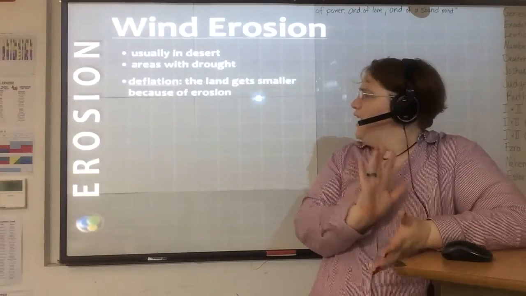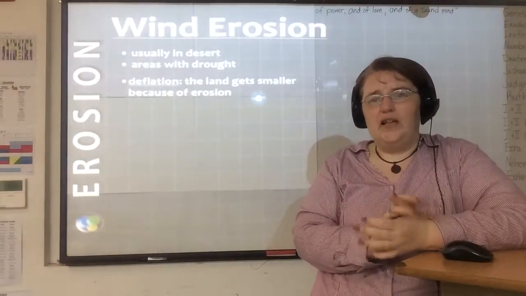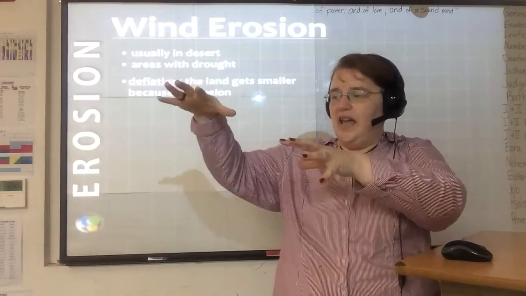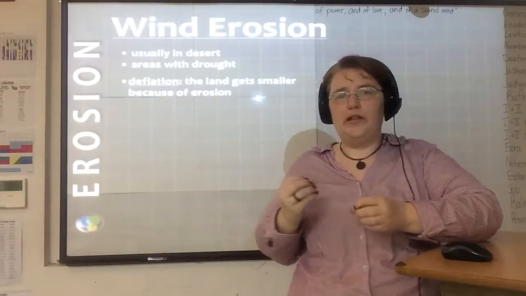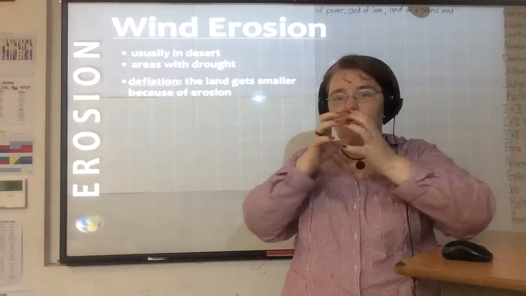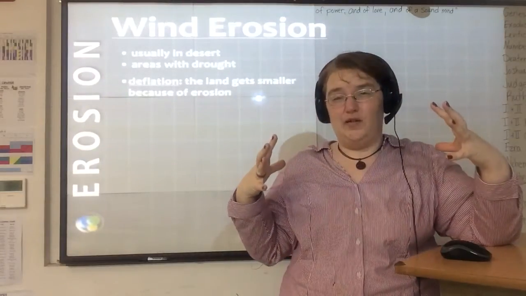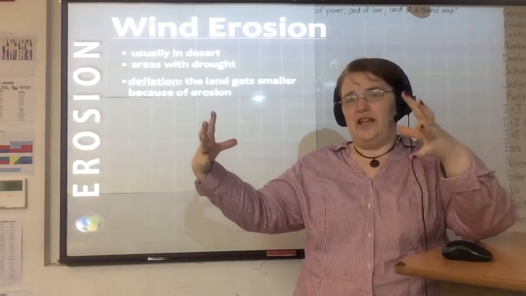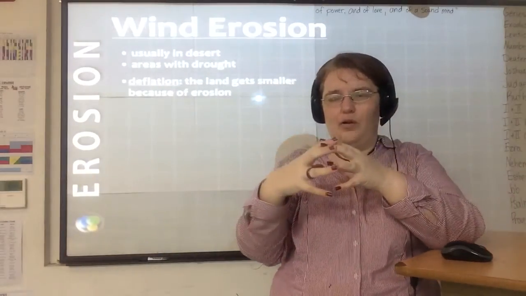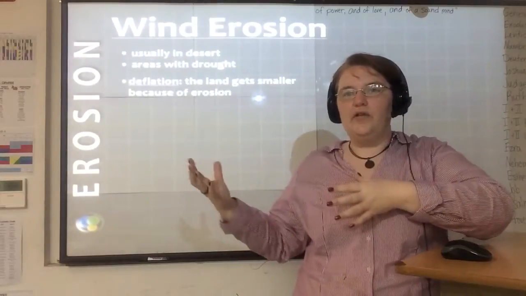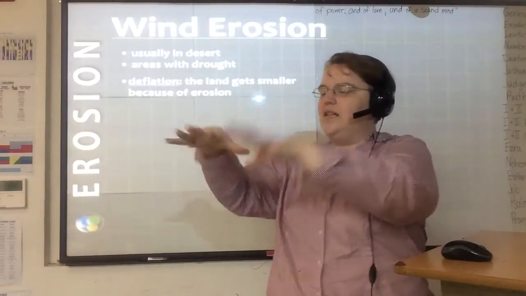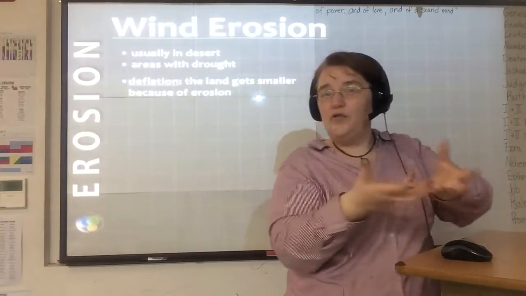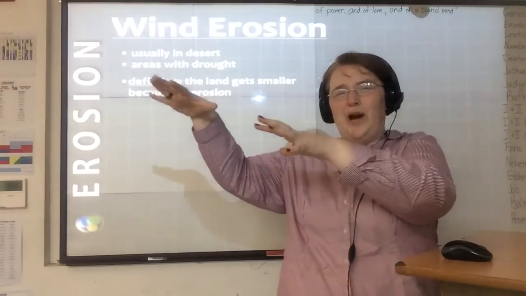Okay, so we also have this word called deflation. Deflation just means that this area, because of erosion, is getting smaller. If you think of a balloon, when you put air in a balloon, it inflates, or you have inflation, or getting bigger. But deflation is when that air comes out of the balloon or gets smaller. So in erosion, deflation just means this land over here, because of erosion and sediment moving to a new place, this part got smaller.